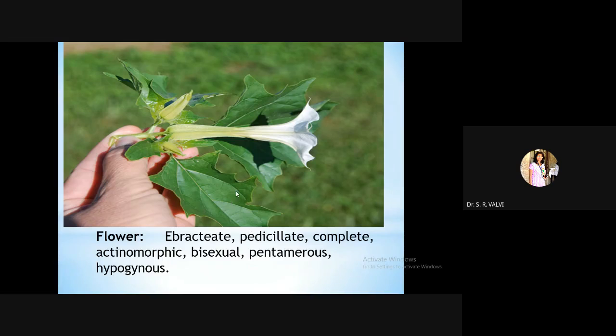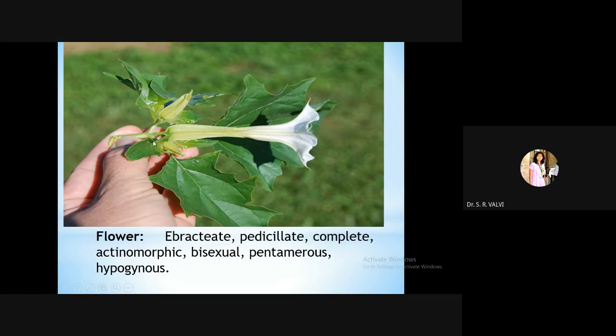So the first character is ebracteate. Ebracteate means what? If the bract is absent. Now your question is, what is a bract? Getting? So a bract is nothing but a leaf-like appendage, a small leaf-like structure present at the base of the pedicel. It is called bracteate. Pedicel means what? Stalk of the flower. Okay? Stalk of the flower, that is nothing but the pedicel.